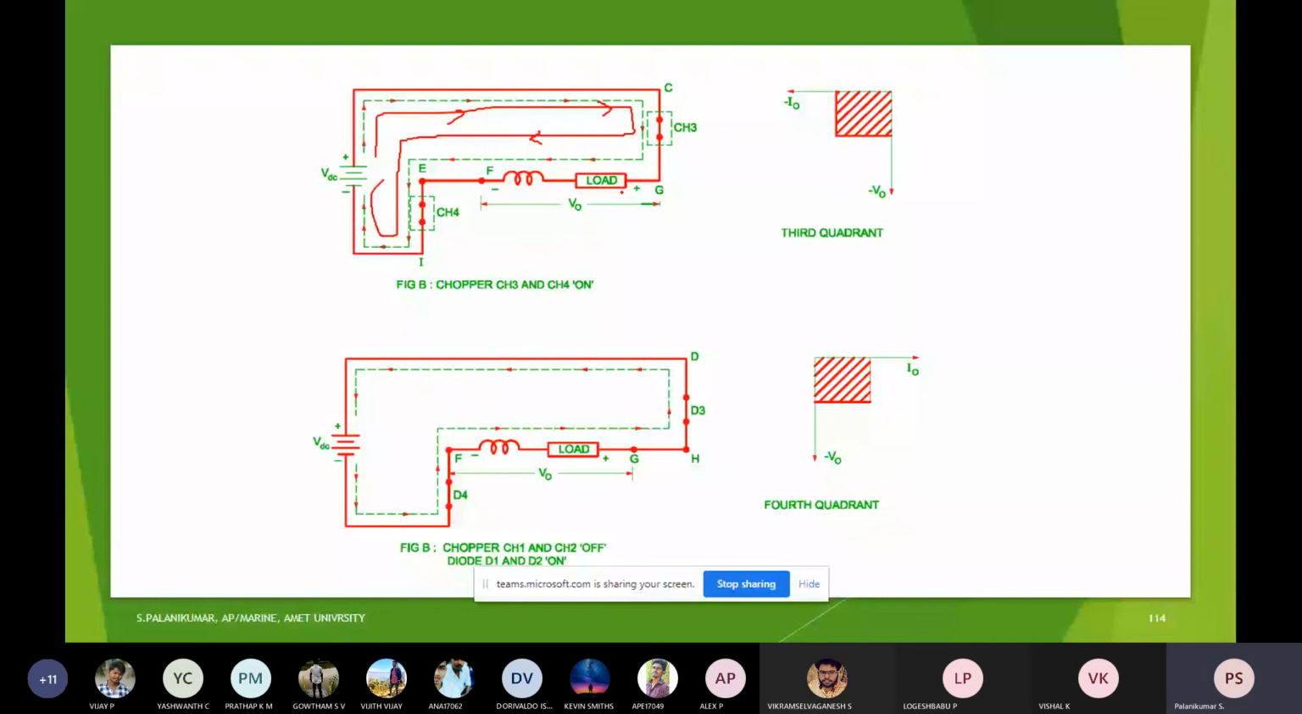Likewise, the voltage also: earlier it was from this point F to load, now it is from G to F. So because of that, this becomes positive and this becomes negative. It is said to be negative voltage. Current also flows in the negative direction. Since both are opposite to the first quadrant operation, this is the third quadrant operation. Both are negative because I am taking the first quadrant as a reference.